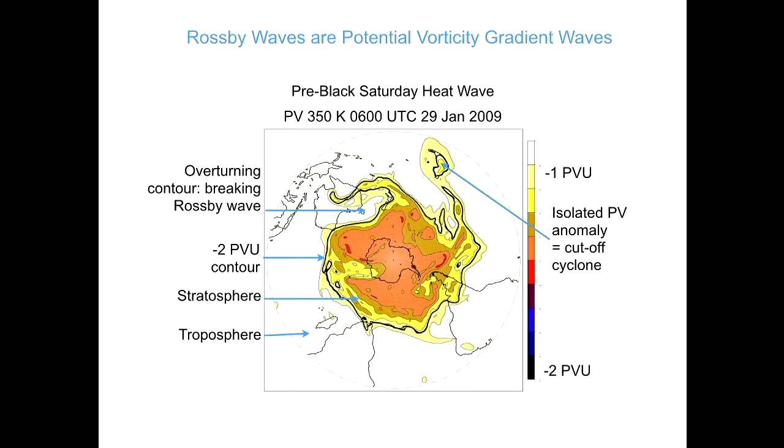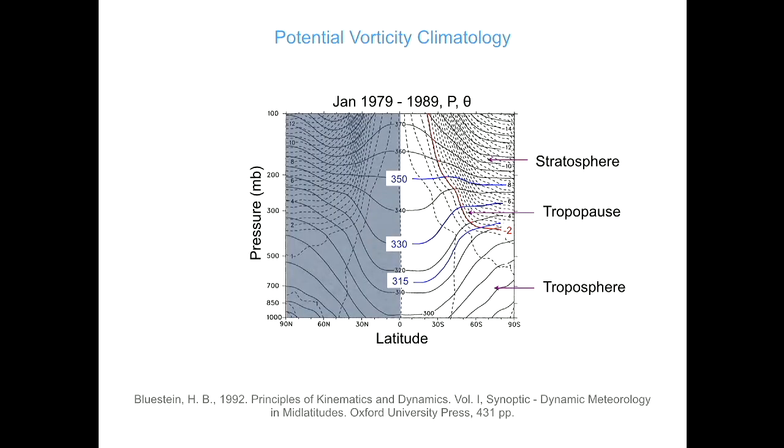This is the potential vorticity on the pre-Black Saturday heat wave, the biggest heat wave over southern Australia ever. Let's spend some time looking at this. This is a 350K isentropic surface. So in other words, let's go back to the mean. I'm on this surface here, and I'm plotting the potential vorticity on this surface.